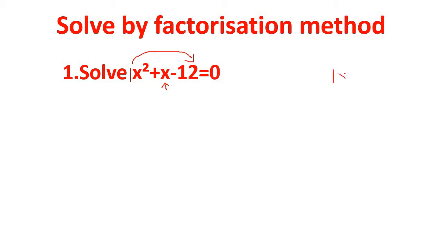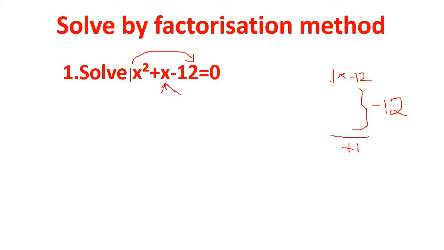So 1 into minus 12 is minus 12. So we have to get minus 12. Here the middle term is plus 1. So we have to split this middle term into two factors so that the product of the coefficient of x square and the constant must be equal to minus 12.